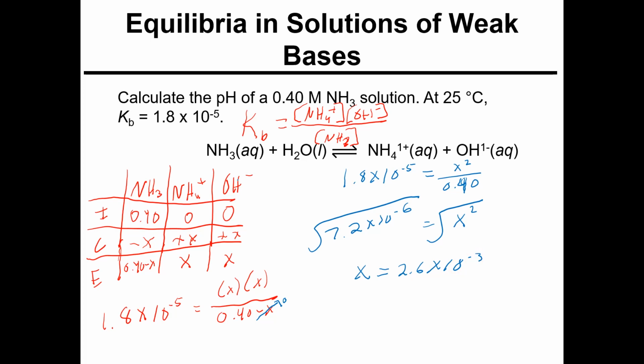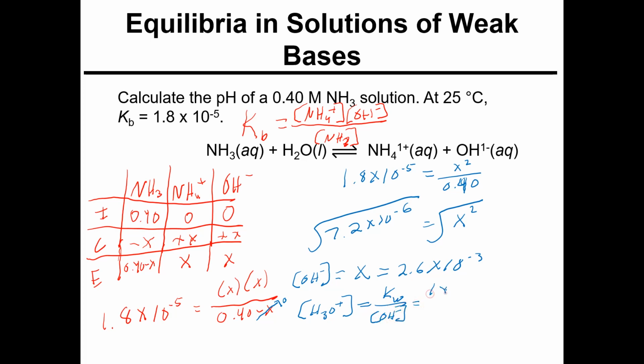Now, we said that the concentration of hydroxide we represented as X, so this is also the concentration of OH negative. Since that's all we care about, we don't really need to go back and calculate the concentration of the ammonium ion or of ammonia. Now, the question asks us for the pH. So we have hydroxide. What we need to do is calculate H3O+. The way to calculate H3O+ is to take Kw divided by the hydroxide ion concentration.